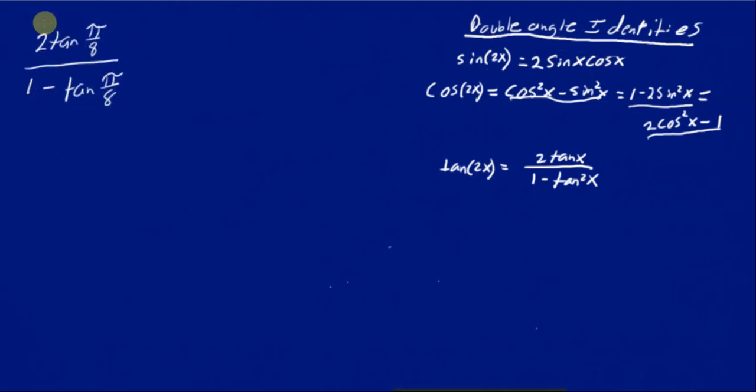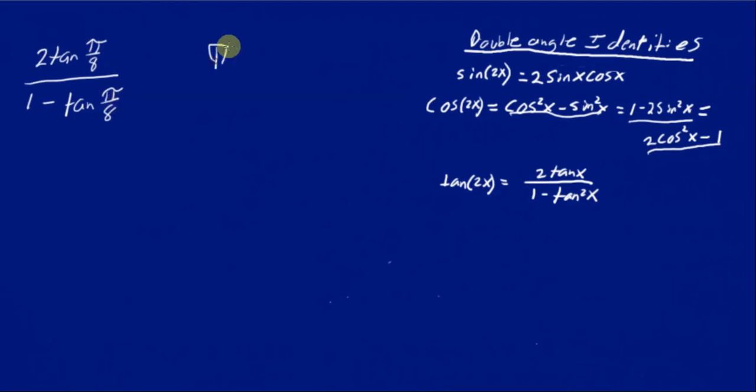Another example could look like this. I'm going to have, again, an angle here that's not a special angle. So I've got pi over 8. And if I see that pi over 8 times 2 is going to equal pi over 4, then I'm looking at double angle identities. The 2 times the tangent over 1 minus the tangent squared is just going to equal the tangent of 2 times pi over 8, or pi over 4. And the tangent of pi over 4 is 1.